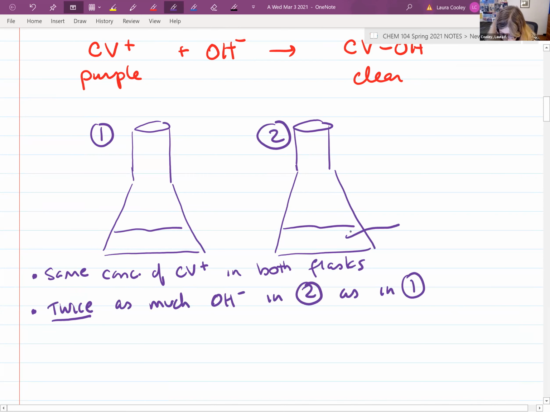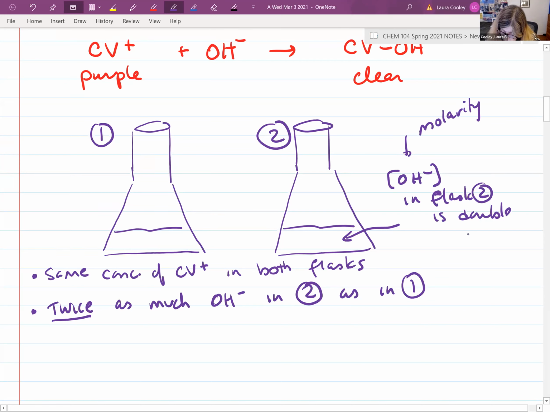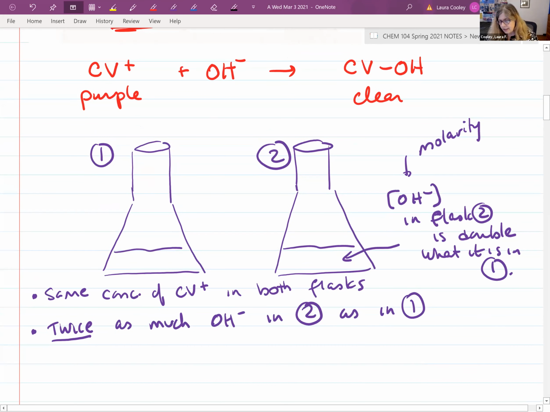For this unit, we always use brackets to represent molarity. So the concentration of hydroxide in flask 2 is double what it is in 1. And we just want to take a look and see what happens to the rate of a reaction when you change or double the concentration of a reactant. So, let me go to that video.